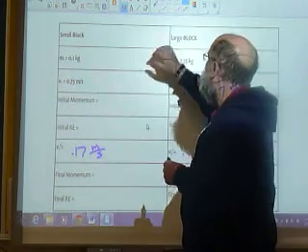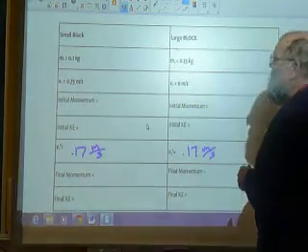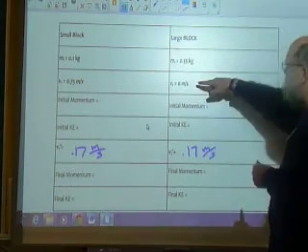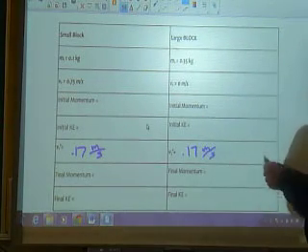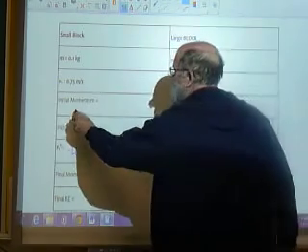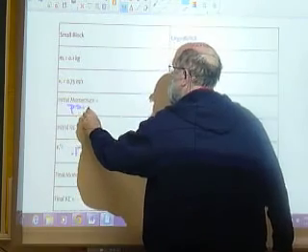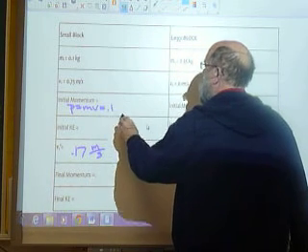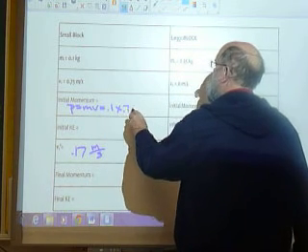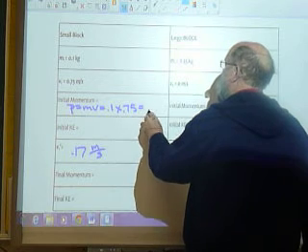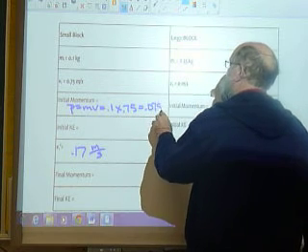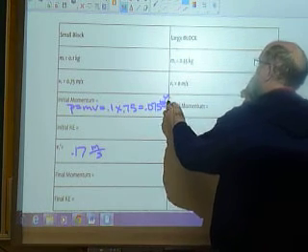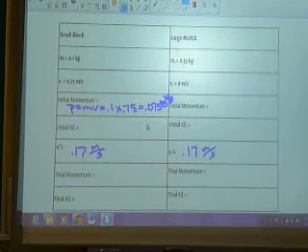You notice there was a small block and a large block that were hitting each other. Here are the masses and the velocities before the collision of each block. The initial momentum is pretty easy to get. Remember, p is mv. So all we need is 0.1 times 0.75, and we have 0.075 kilogram meters per second.